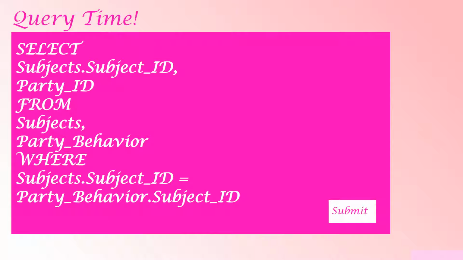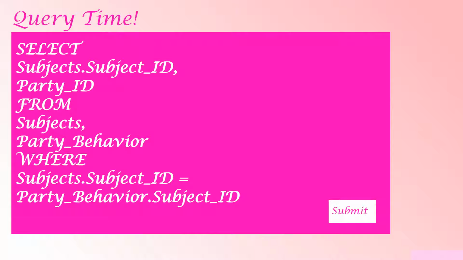We also have to specify in the condition the column where the subject ID is coming from. So we have where subjects.subject ID equals party behavior.subject ID. Now the database will know which table to retrieve the subject ID from.